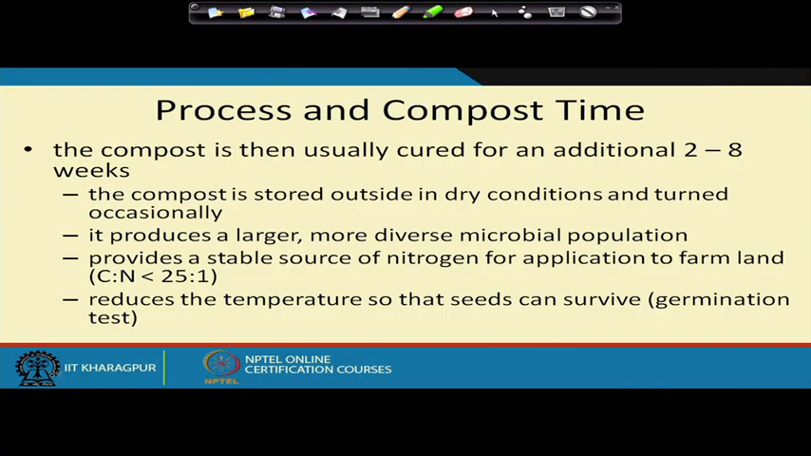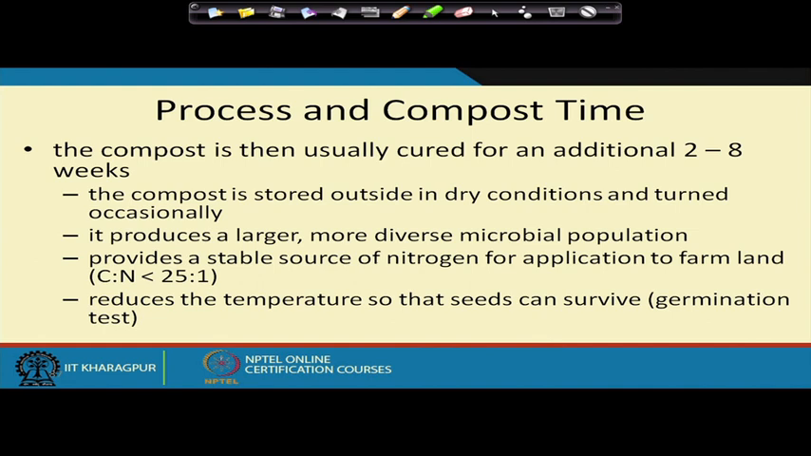Some even have trees planted and those kinds of things could be done on that too. So, it does help in compost having a larger, more diverse microbial population, and it does provide a stable source of nitrogen for application to farm land.